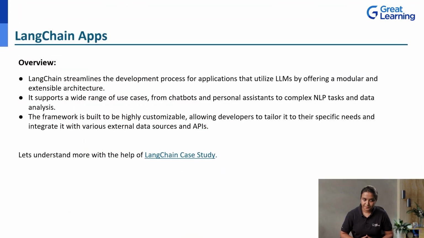Let's understand how LangChain apps work. What is LangChain in Python? Overview of LangChain. LangChain streamlines the development process of applications that utilize LLMs by offering an extensible architecture. In simple words, LangChain is a Python library, just like NumPy and others. It supports a wide range of use cases. Generally, we use LangChain to create assistants, chatbots, and many complex NLP tasks and data analysis. This is the application of using LangChain.